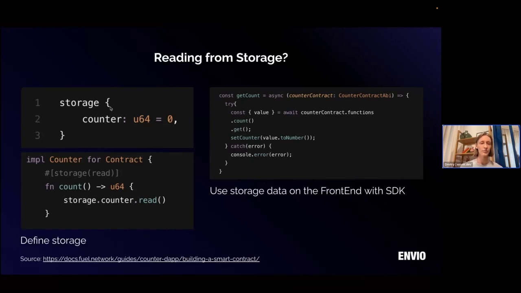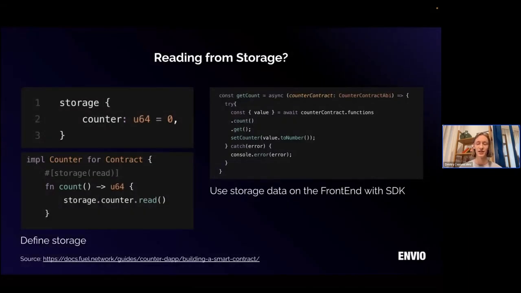On the left side of my screen, you can see some pieces of code extracted, like taking a screenshot from a contract where we define storage data, the storage of the smart contract, and this is a counter field, which is a number with default value 0. And then we can implement the contract by adding a read-only method, which gets this counter and reads it from storage.